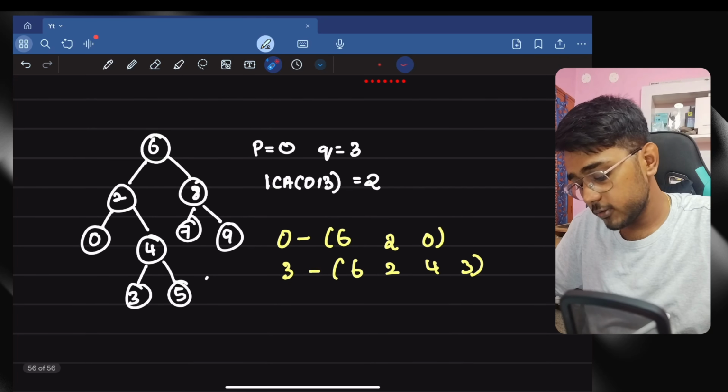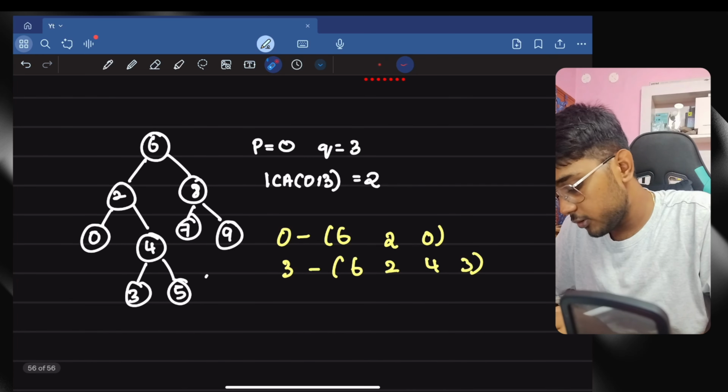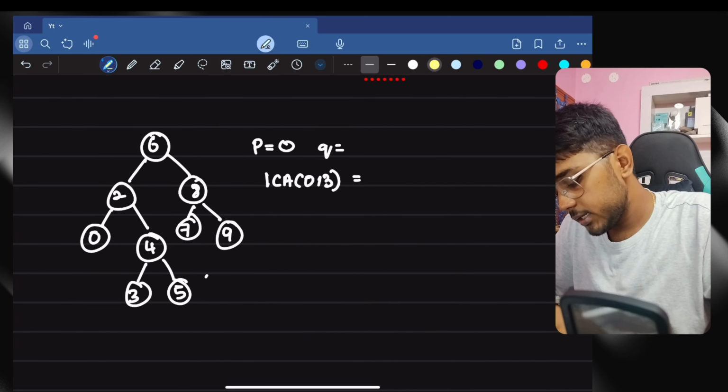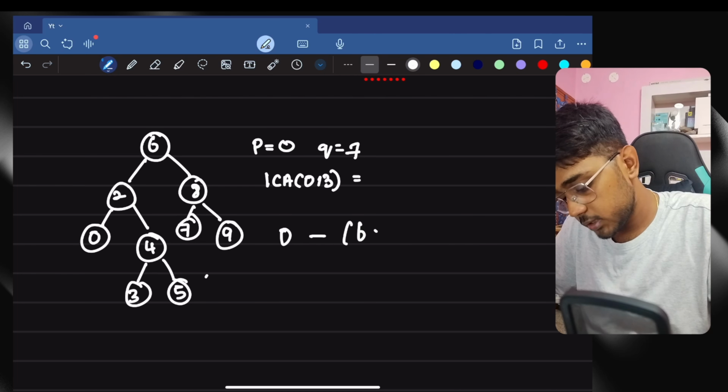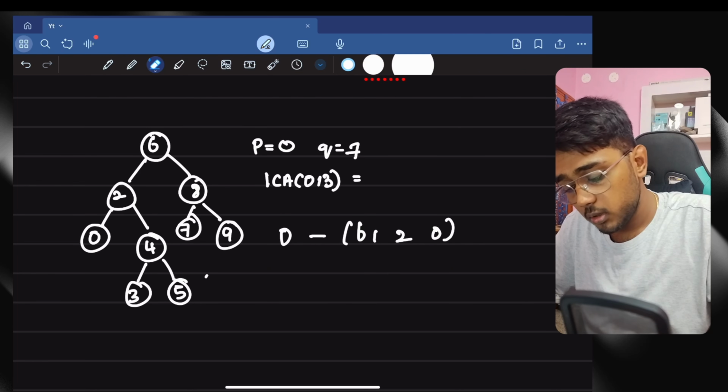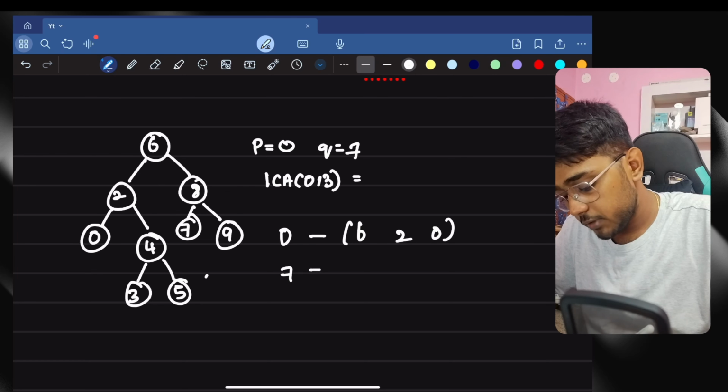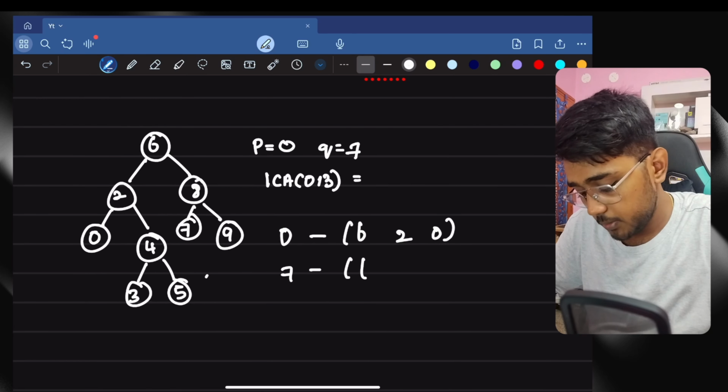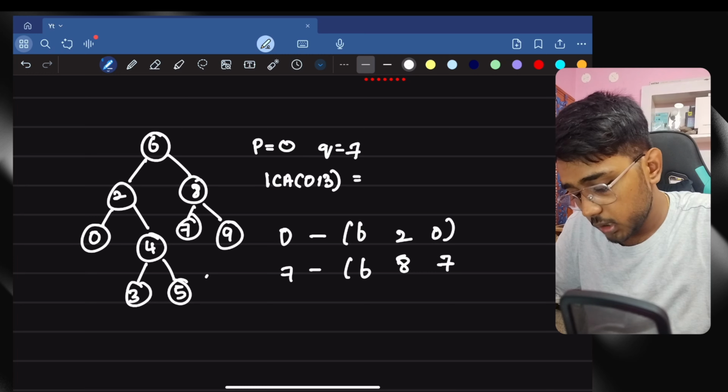Now if I want to give some more examples, let me give it to you. So I'm going to change it. Now tell me, guys, what are the paths of 0? So 0 is going to be the same, 6, 2, 0. And what is the path of 7? How to reach 7? Simple. It's going to be 6, 8, 7.